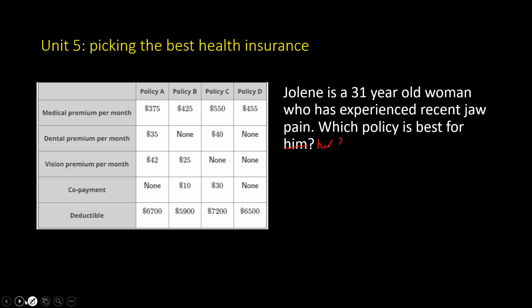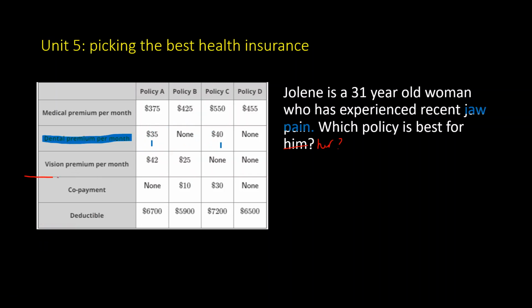Anytime that you are given some sort of specific medical concern, in this case jaw pain, take it as a hint that you need to make sure to do something specific to address it. So in this case, jaw pain is going to be something relevant to dental coverage. So we're going to look at dental premium per month, okay? Now, it's not a matter of which one's cheaper yet. It's just a matter of saying we want one that includes that coverage.